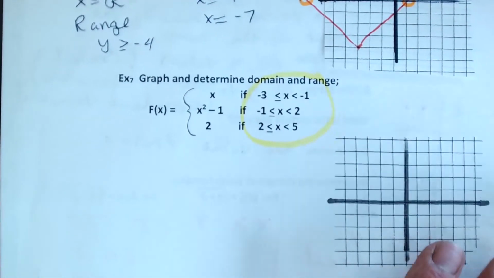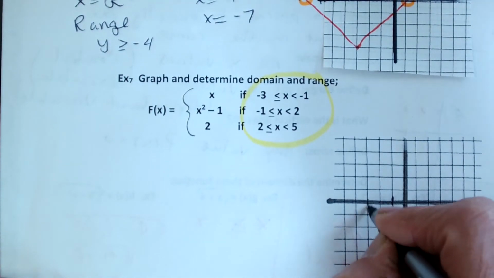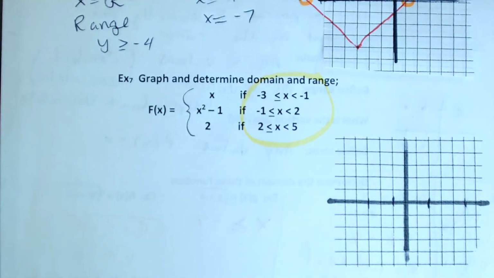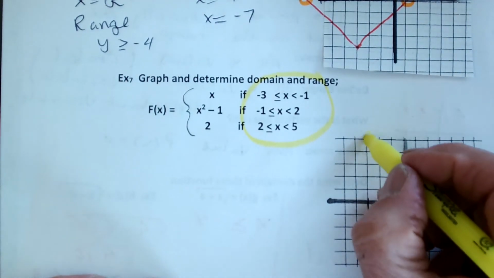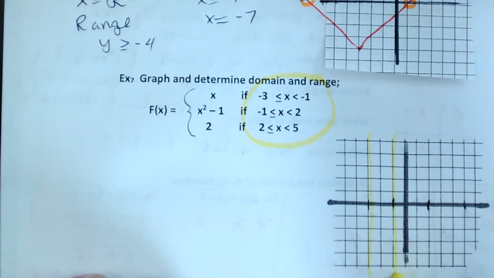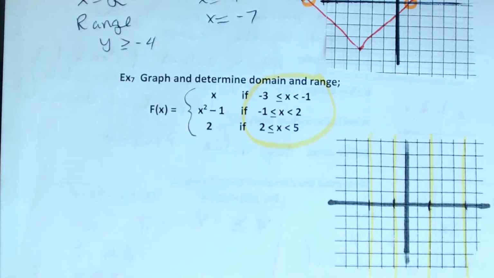So the first thing I do is put in my boundary lines. So at -1, -3, 2, and 5. Now these are invisible. I have these boundary lines. Okay, they're invisible, but I like to use a marker because then I can see them, okay? These are like my boundaries. That's the first thing I do when I do a piecewise graph, so I just draw my boundaries, okay?